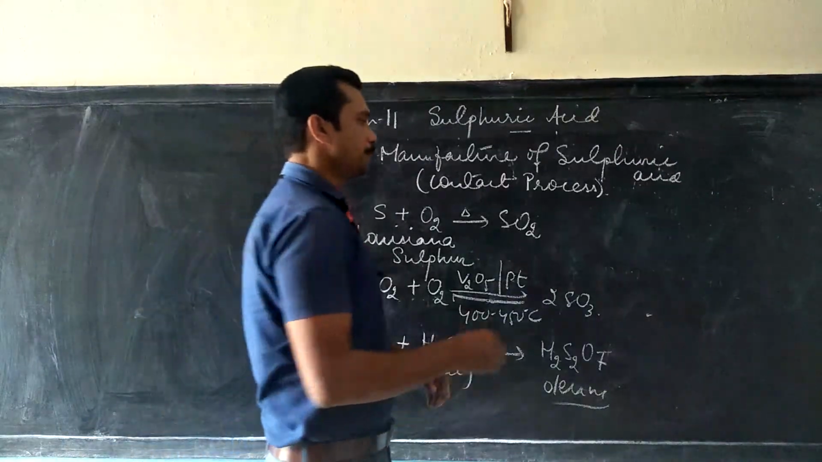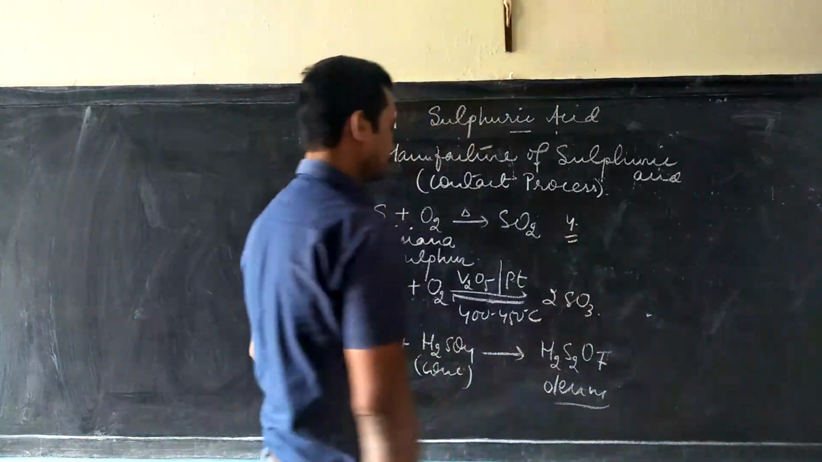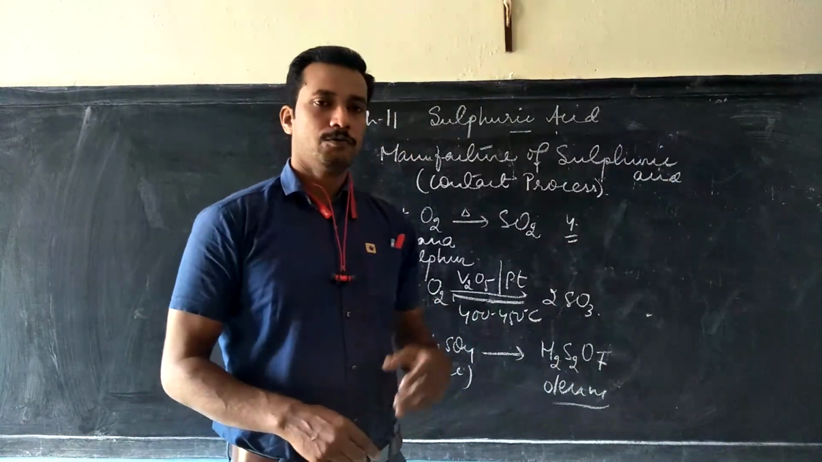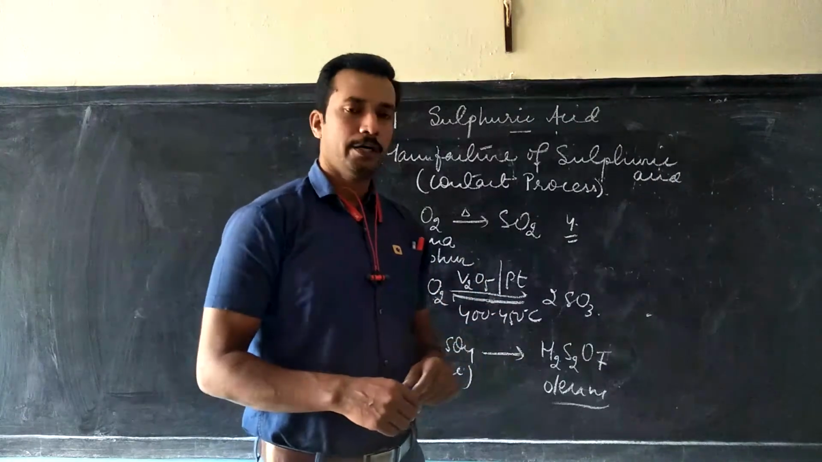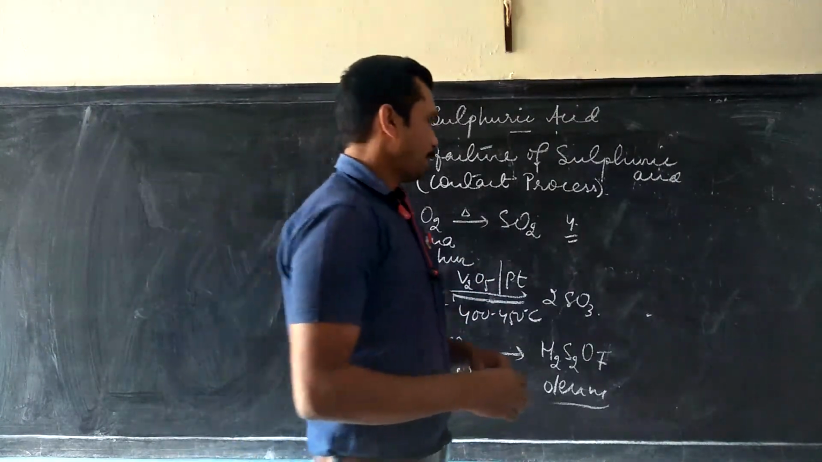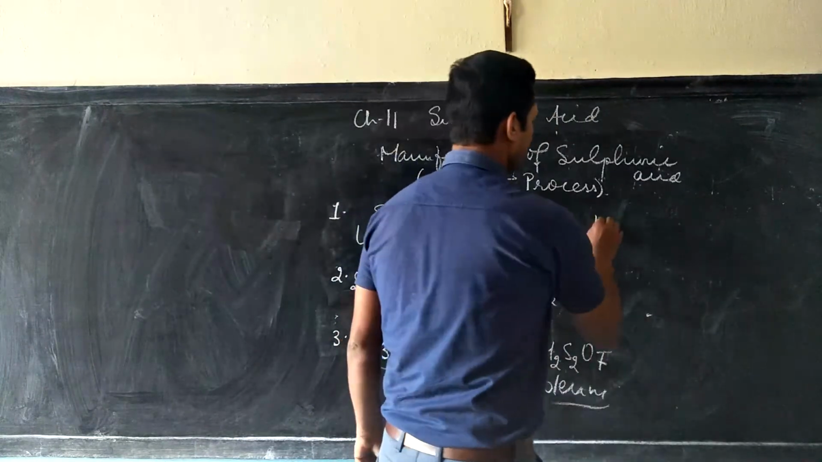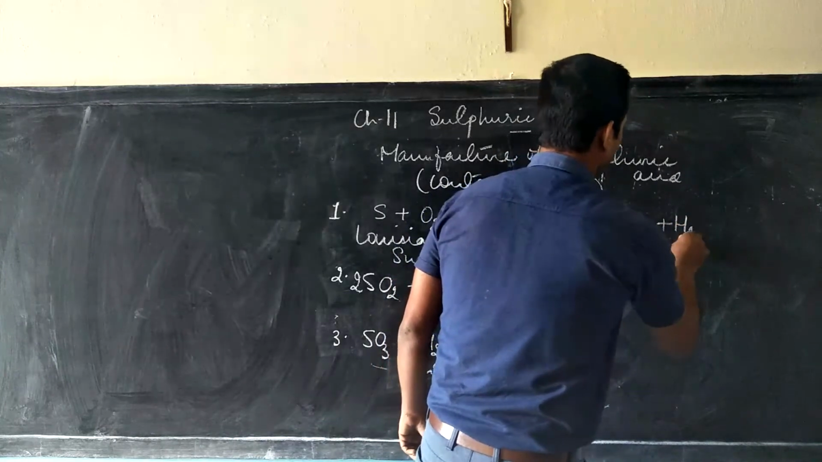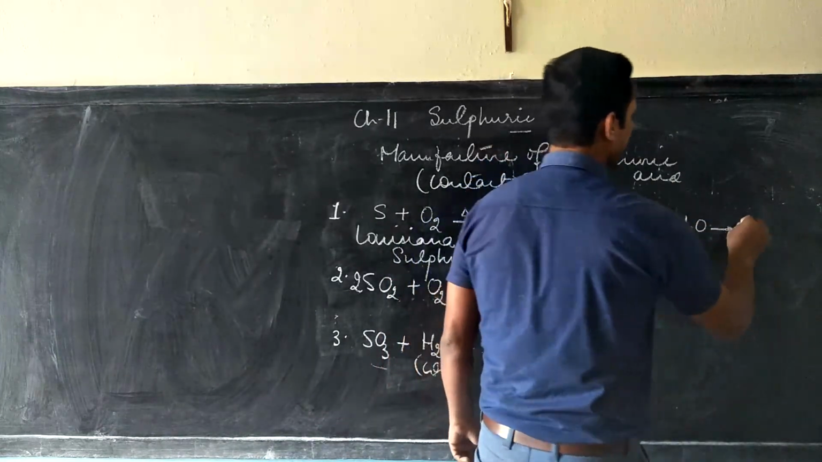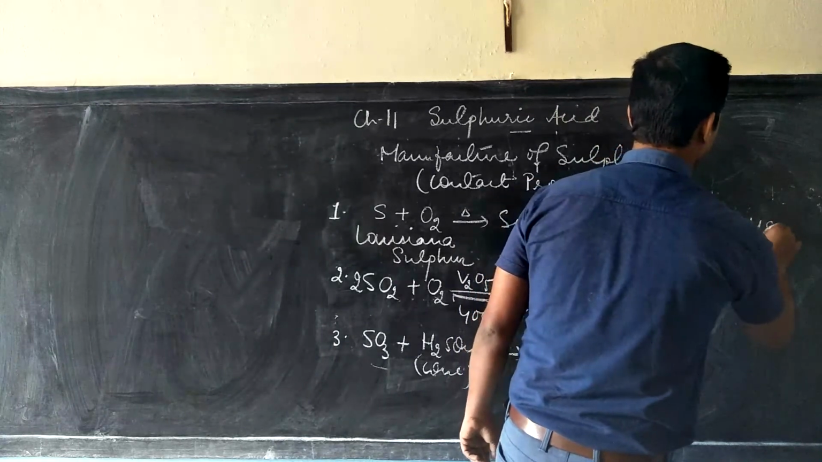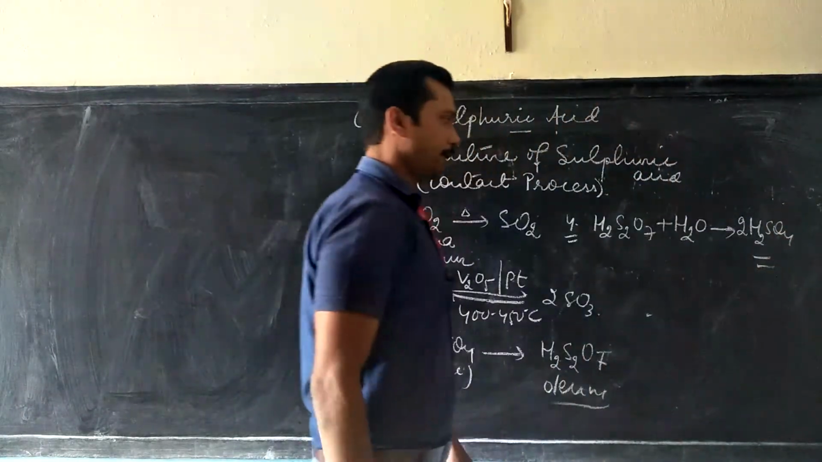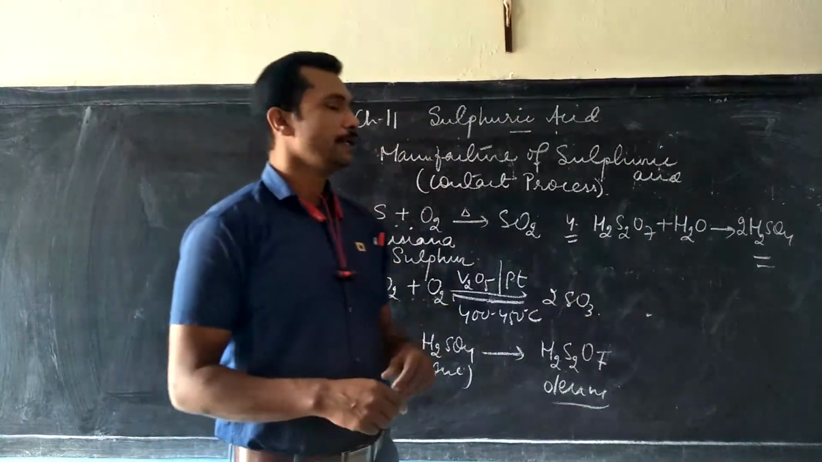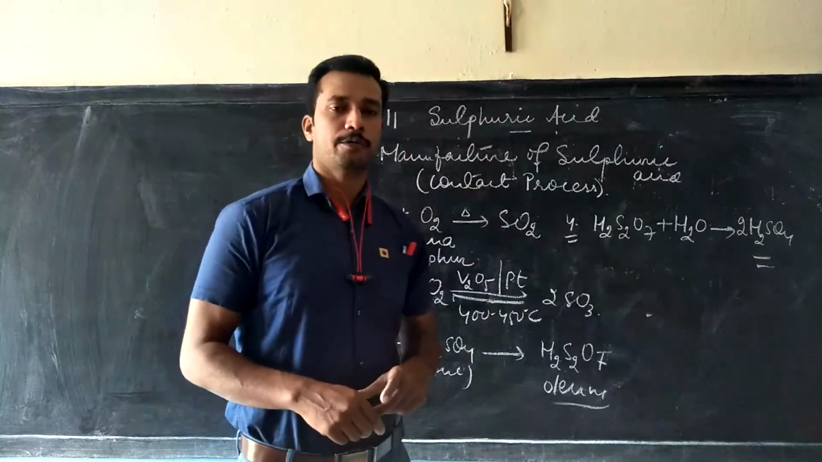And the fourth step will be to dilute this oleum, because oleum is an acid whose concentration is around 100%. So when we dilute this oleum by adding water to it, we can obtain sulfuric acid. So this is the final product. These are the 4 steps altogether required in the manufacturing of sulfuric acid, and the process is called contact process.